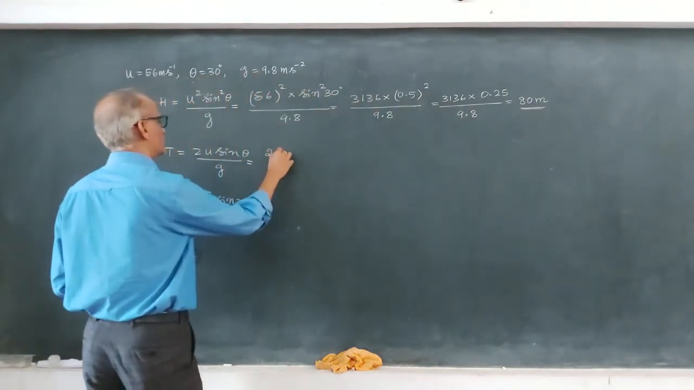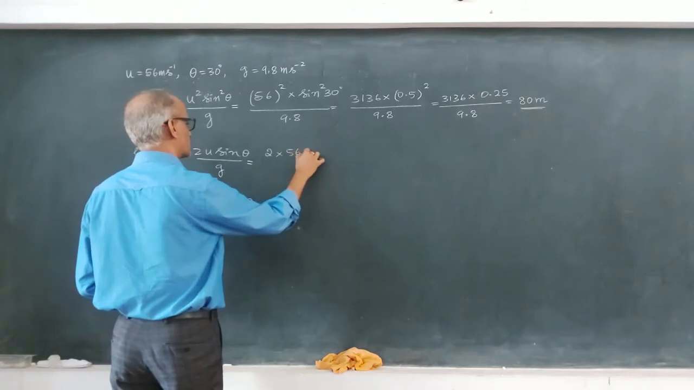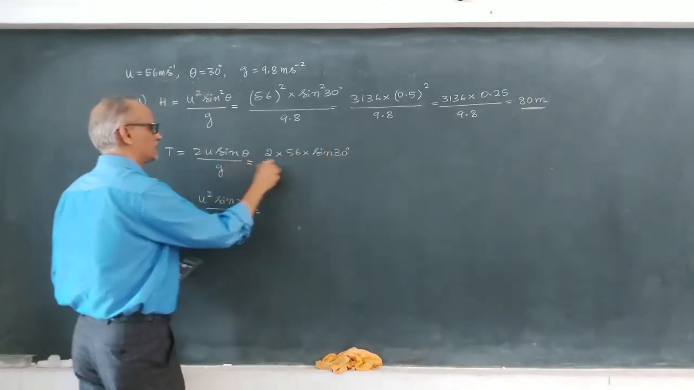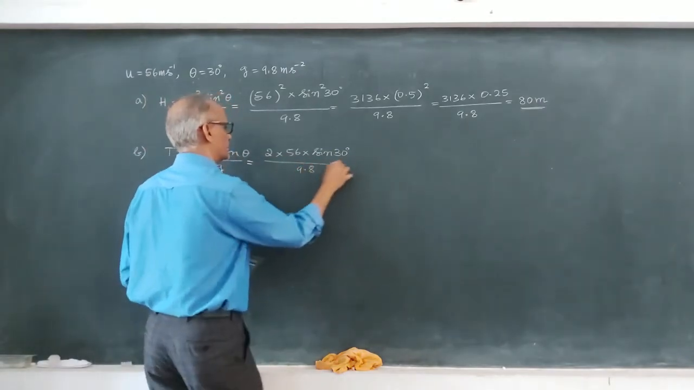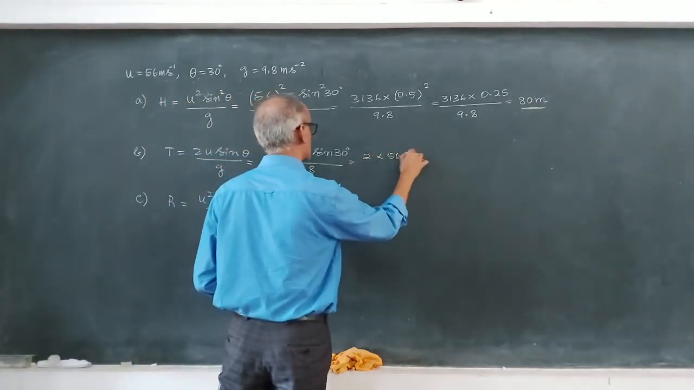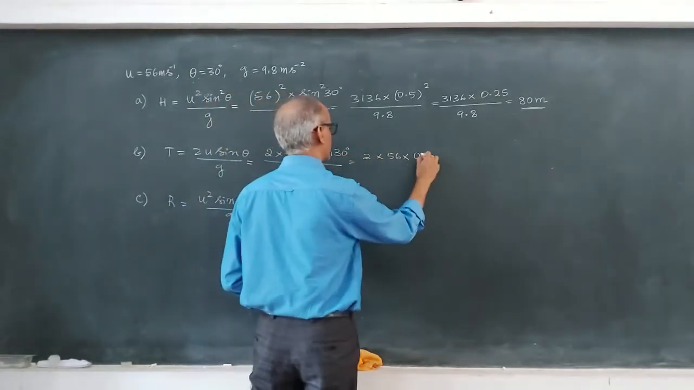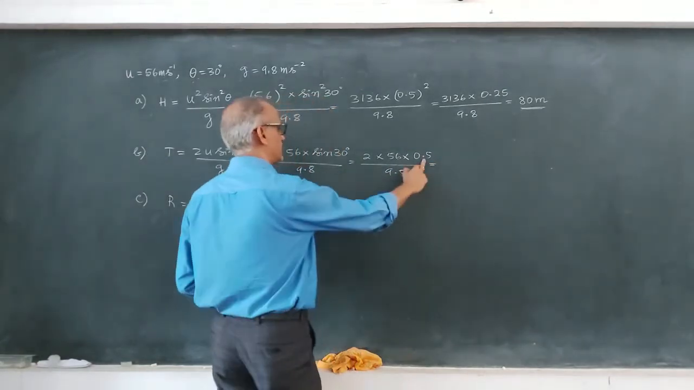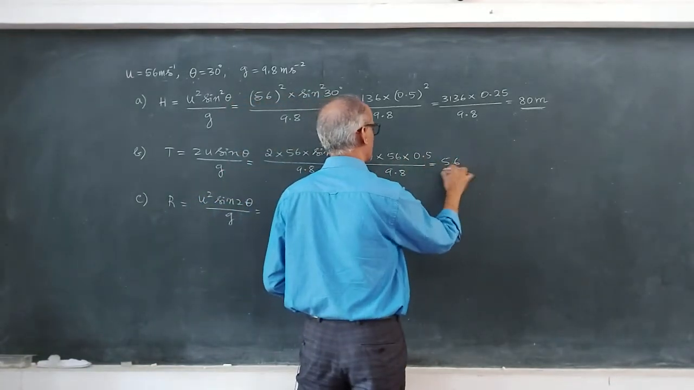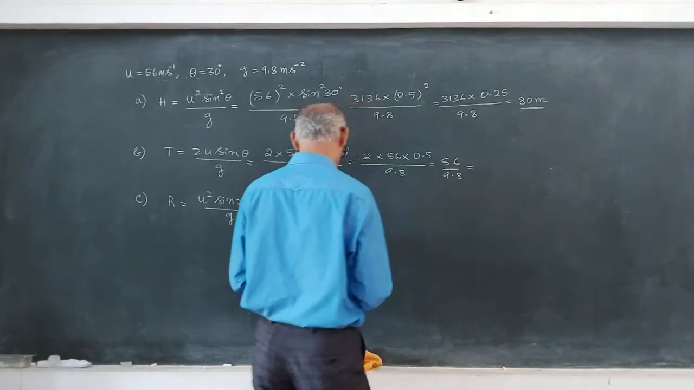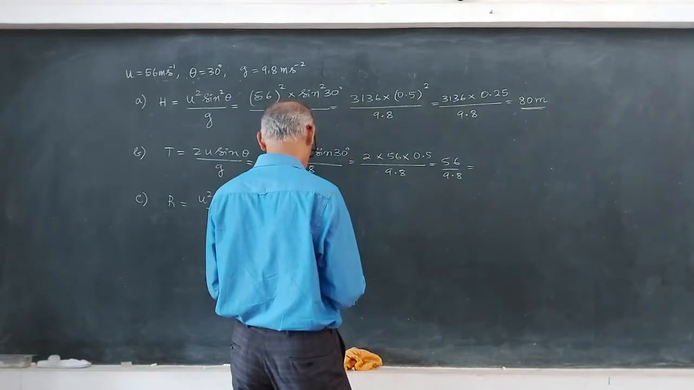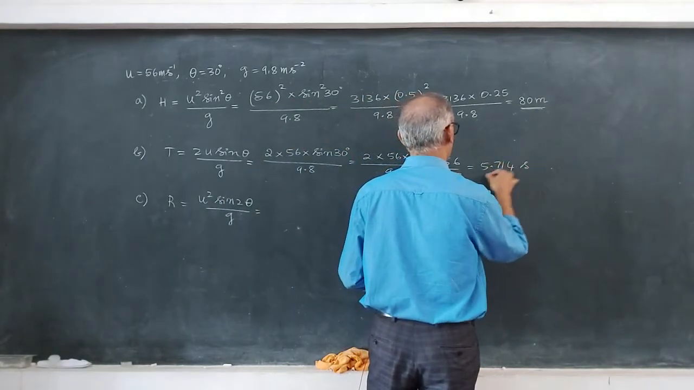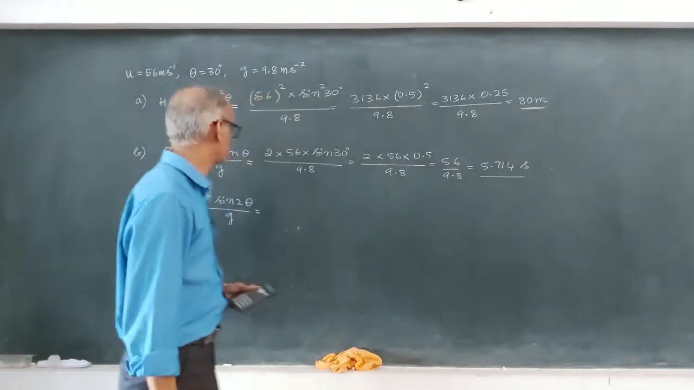Next, 2 into the value u, which is 56, sine 30, divided by 9.8. So 2 into 56 into sine 30, which is half, 0.5, by 9.8. So 0.5 into 2 is 1, so we'll get 56 by 9.8. So 56 divided by 9.8 will give you 5.714. We are finding the time, so that will be in second.